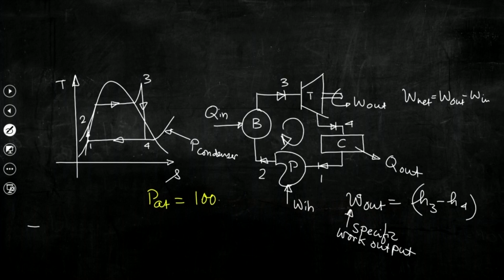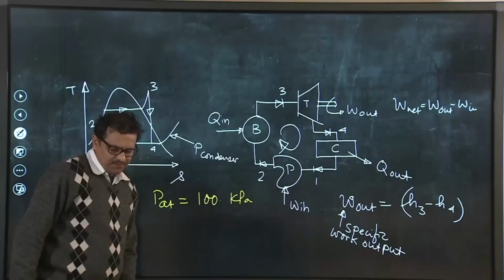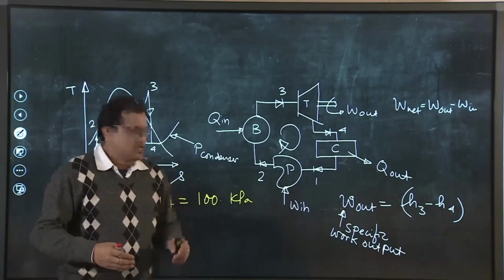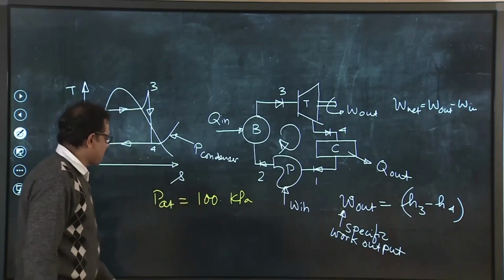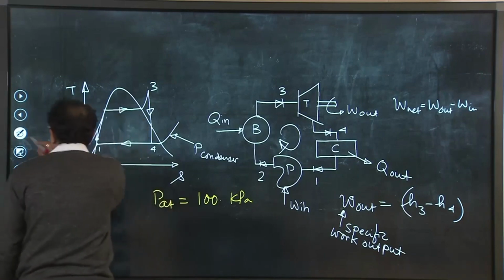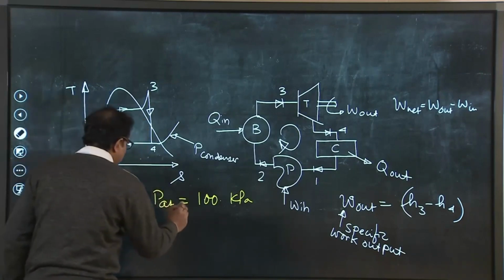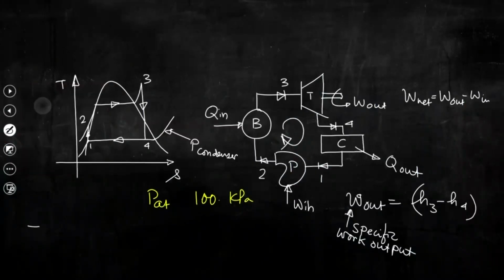100 kilopascal, I mean close to 100 kilopascal. So, basically 101.3 kilopascal or close to 100 kilopascal. So, now I can write like this.